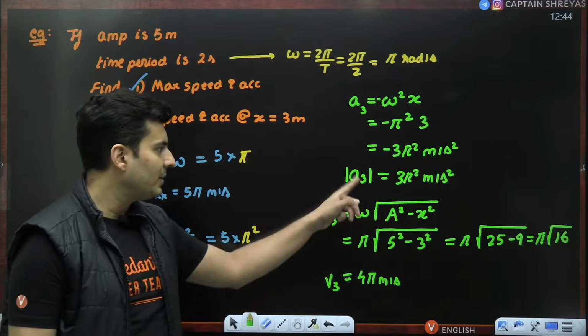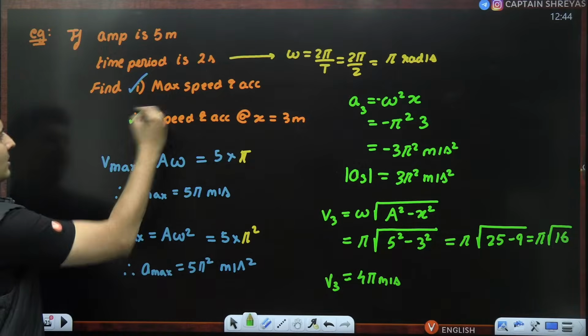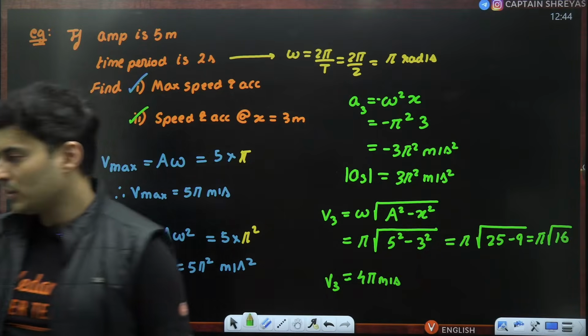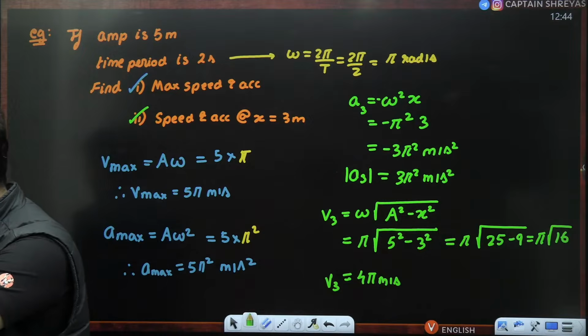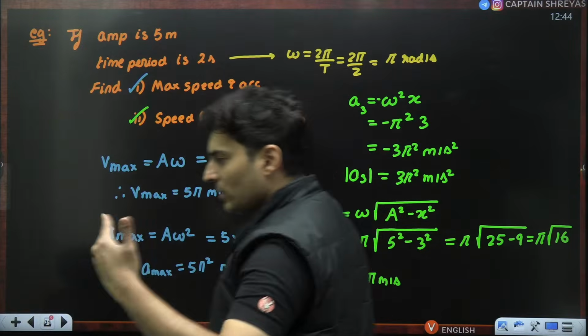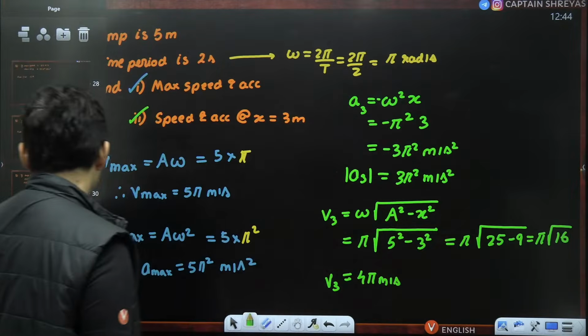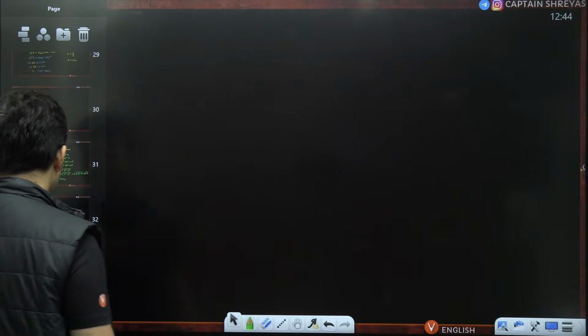So we found the speed, we found the acceleration at x equals to 3. Got it, my dear students, how to solve this question? Perfecto. Let's go to the next question coming up on your screen. Here it is.